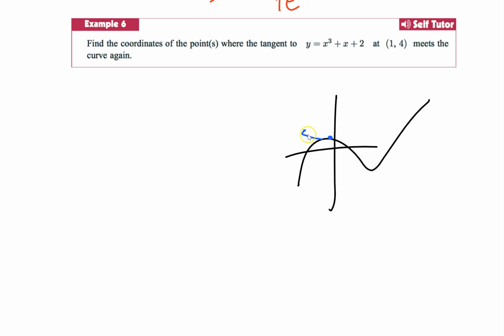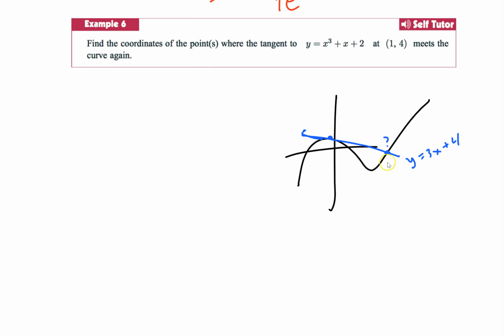If you draw a tangent line, it's going to hit the graph again. So we want to find out what that point is. You know what we're going to do? We're going to find the equation of that tangent line. Let's just say, I'm just going to make this up, that it's y equals 3x plus 4.